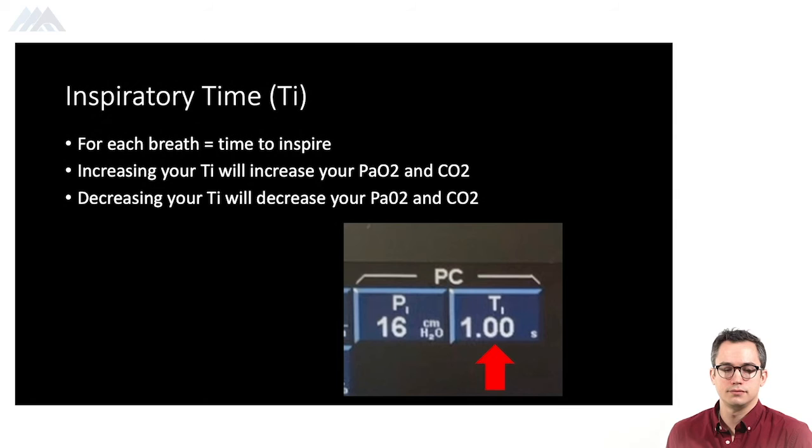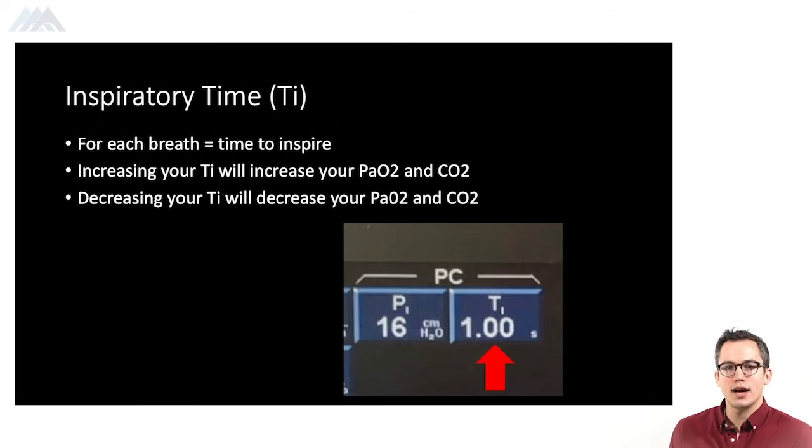The next setting that we're going to talk about is inspiratory time, and that's going to be the time that you set the ventilator to deliver a breath in seconds. If we increase our inspiratory time, we're going to increase our PaO2 and CO2, and if we decrease our inspiratory time, we're going to decrease our PaO2 and CO2. And where that comes into play is setting our inspiratory to expiratory ratio. You're not going to necessarily manipulate this number. How you're going to manipulate it is by increasing or decreasing the inspiratory time.